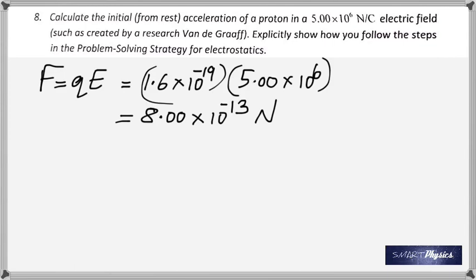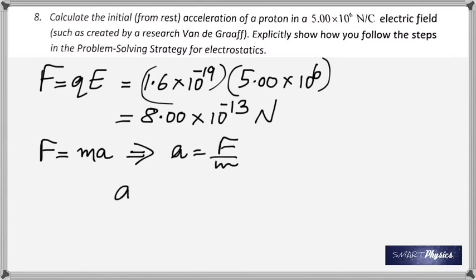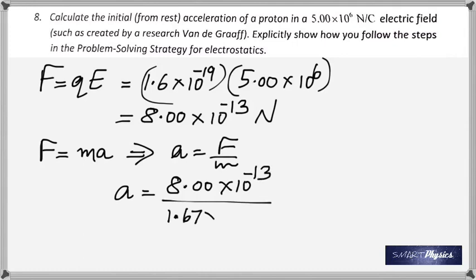Okay? And then use F equals mass times acceleration. Rearrange that to make acceleration the subject. Divide force by mass. And of course, you're going to divide by the mass of the proton, which will be given to you, which is 1.67 times 10 to the negative 27.